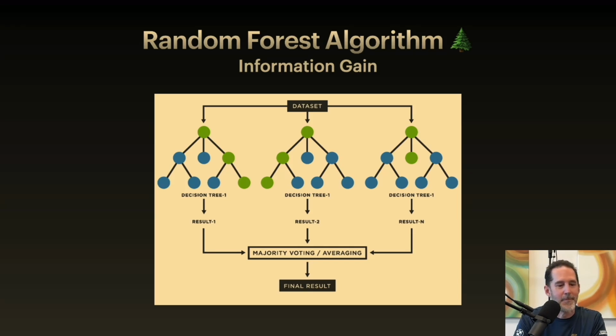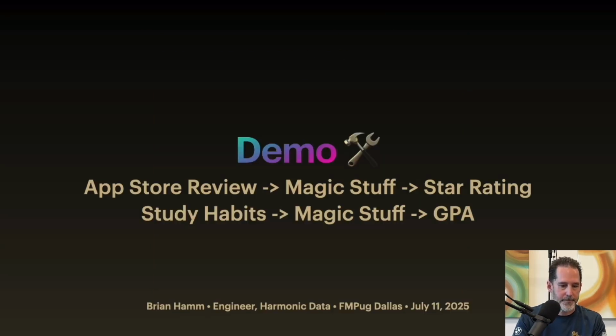All right. So at the end of this process, outcomes from all the trees are averaged, and we can use the net information gain to predict the target value. Well, Brian, that sounds fascinating. What does it look like in code?